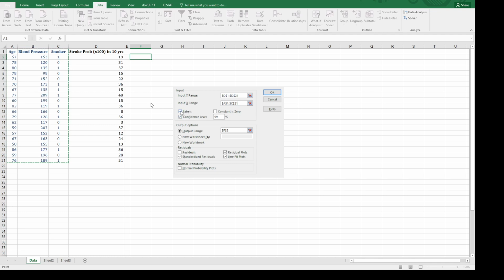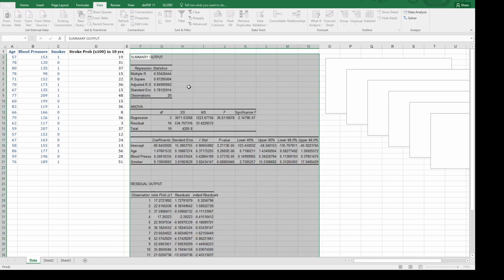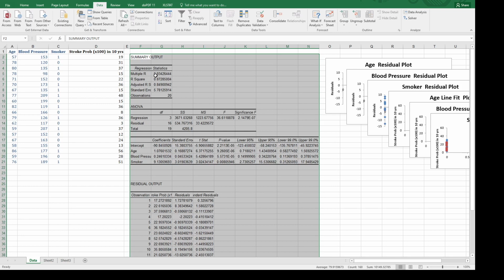And on the label side, I want to indicate that the first row is labels, and I want the confidence level of 99% to be reported, so these two are check marked. Then output range, let's say I want the results to be reported in this cell, not a new worksheet. And then residuals, let's say I want standardized residuals to be reported as well as the residual plots and line fit plot. That's about it. Click OK. So things show up as you can see.